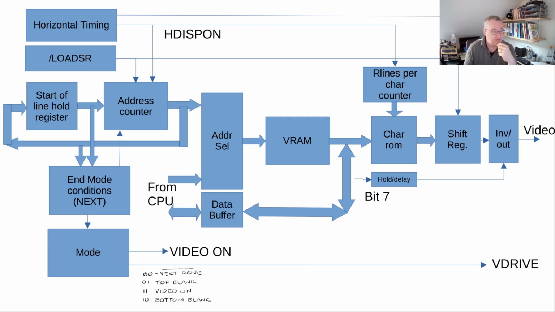There's a load shift register logic that creates a pulse when the shift register takes the parallel data from the character ROM and loads it in there, and also does the address counter increment. So this is horizontal timing and character timing.